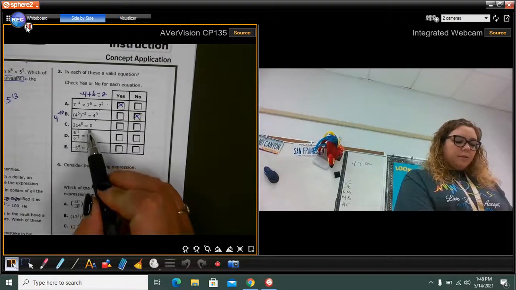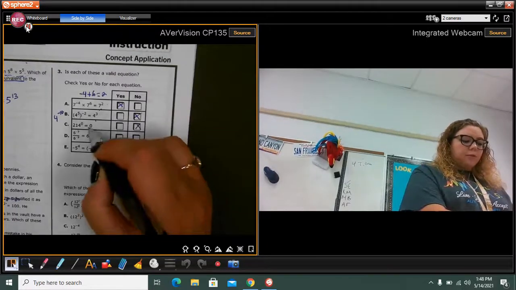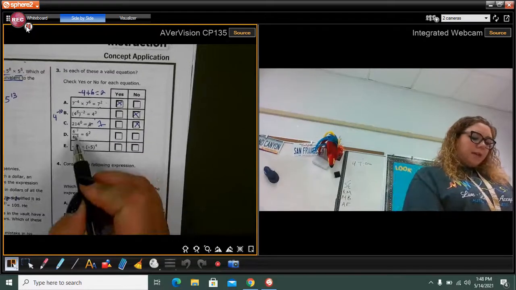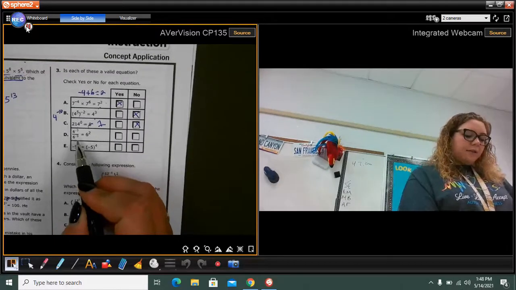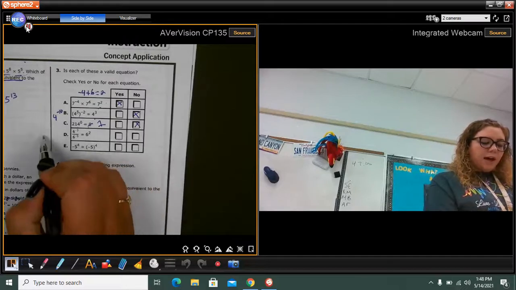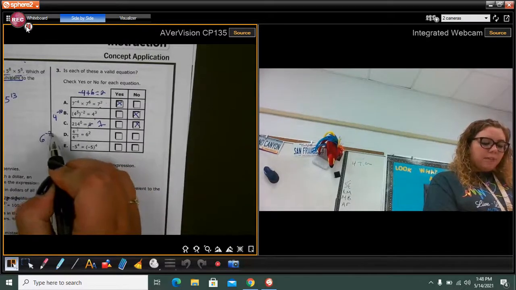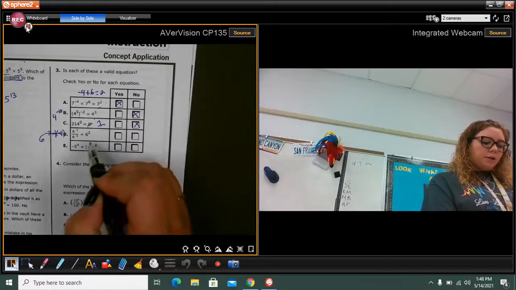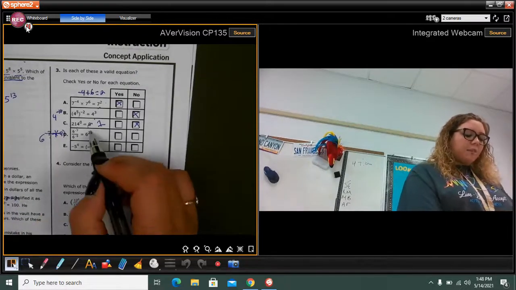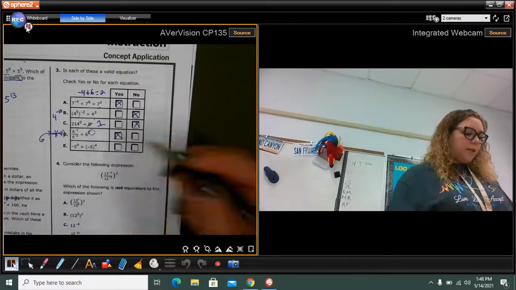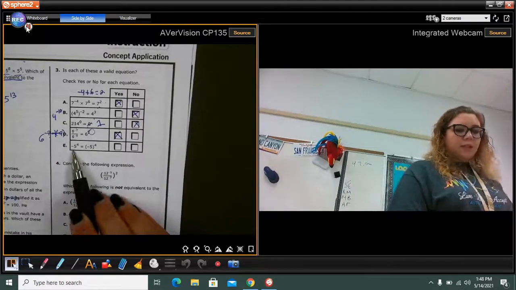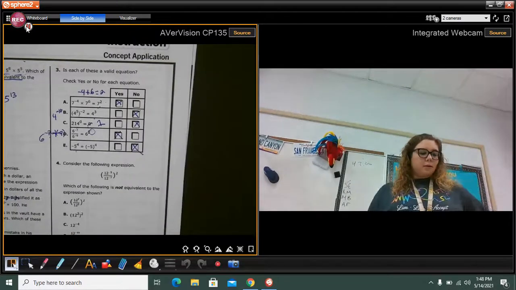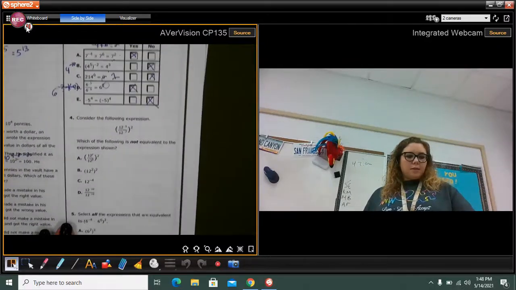4 to the 0 is 0? Nope. What is it supposed to be? 1. Look at D. 6 to the -7th divided by 6 to the -9. I'm dividing, so I'm going to subtract. -7 minus -9. Two negatives make a positive. So, -7 plus 9 gives me a +2. That is correct. And then down here it's saying these two equal the same thing, and we know that is not true.